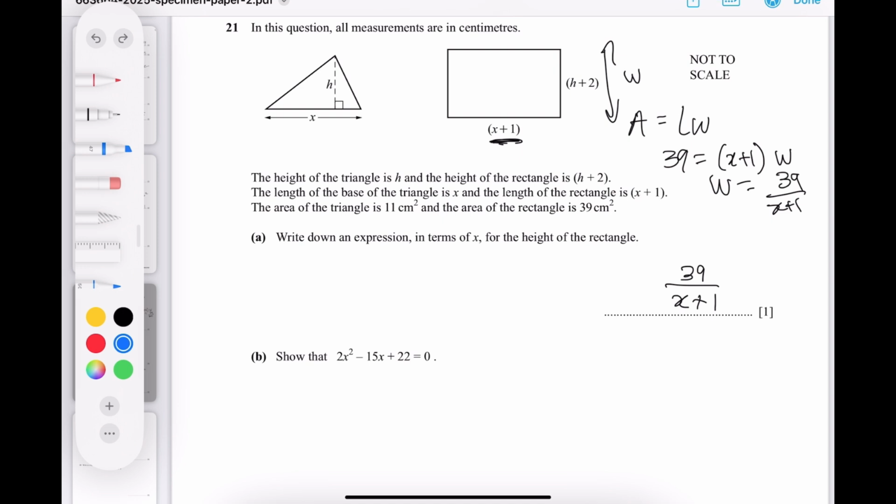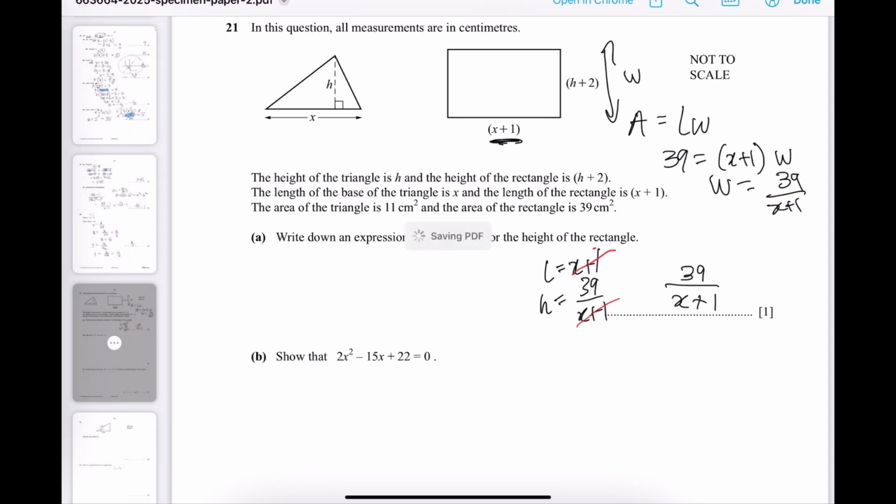So the height of the rectangle is 39 divided by x plus 1. Because now if you calculate the area of the rectangle using these two values, length as x plus 1 and the height as 39 divided by x plus 1, the area would just be these two multiplied. And of course the x plus 1 would cancel out and you'd get the area as 39 as required. So that's the right answer.